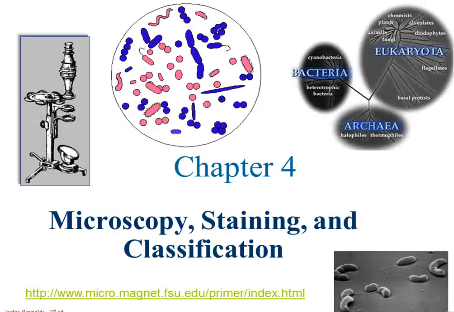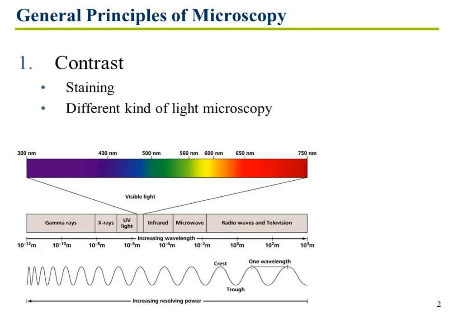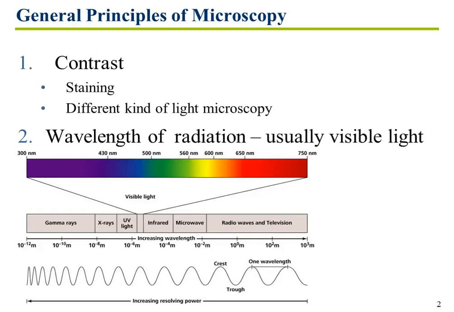Okay, so let's go back here. So this is a kind of a compilation of stuff in this chapter. Mainly microscopy, some staining, and a little bit on classification. Okay, so first we need to talk about microscopy and some important features.